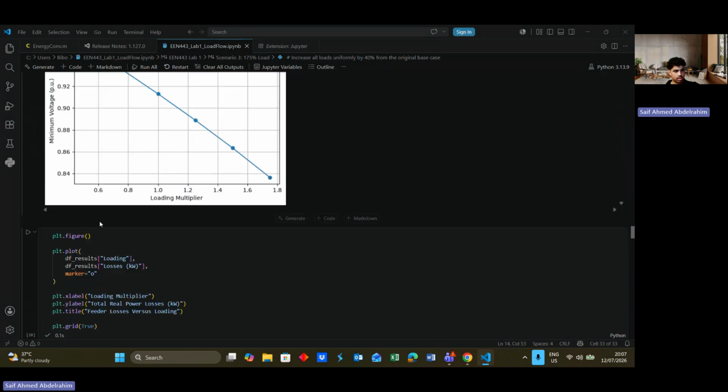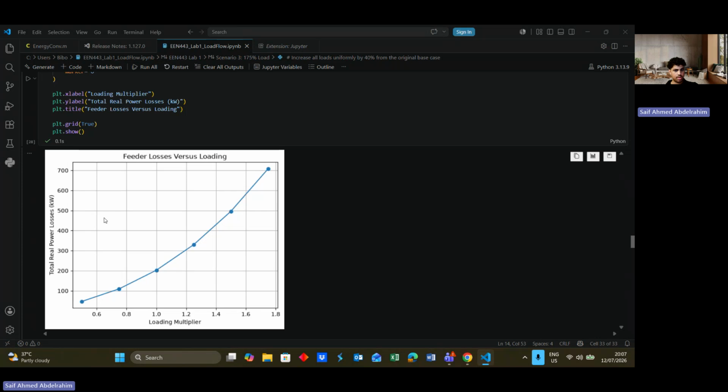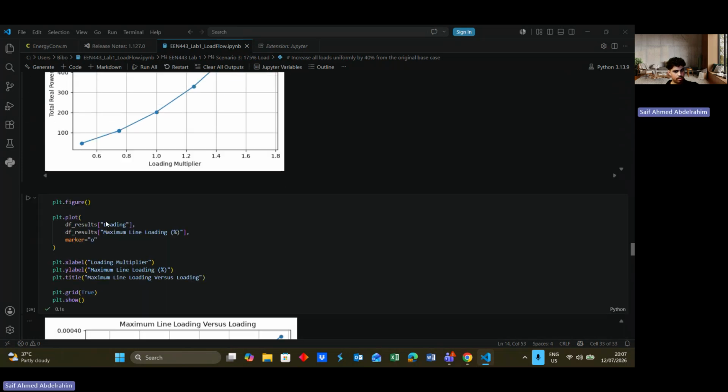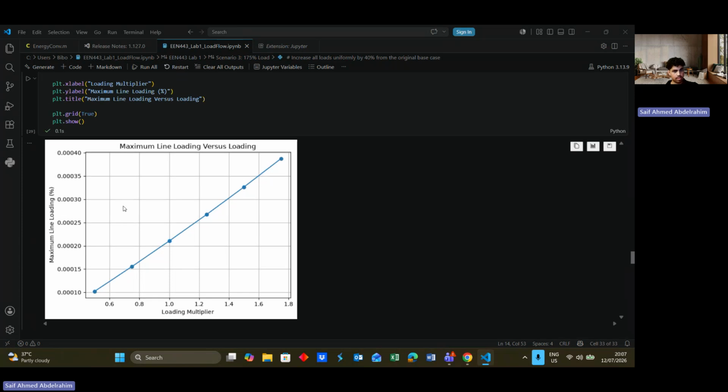Next will be the feeder losses versus loading. The losses increased non-linearly because conductor losses are proportional to current squared. Therefore, increasing the load causes losses to grow faster than the load itself. The next part will be this graph, which is the maximum line loading versus loading. The maximum line loading also increased with demand, although the calculated values remained below the line thermal limits.